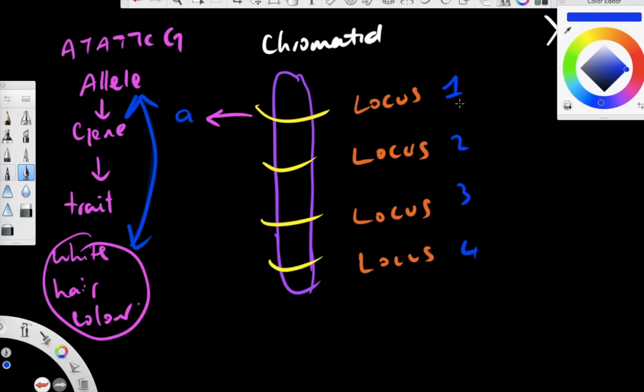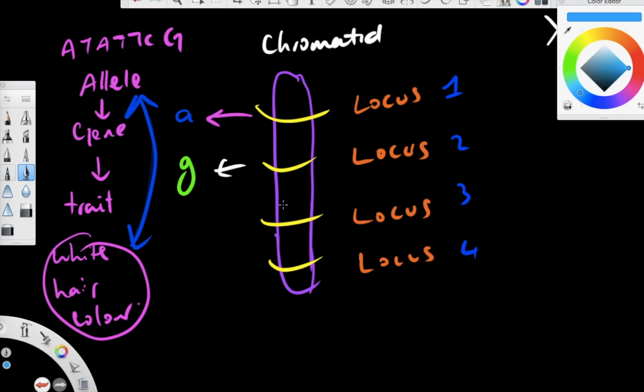And then locus 2, it could be, let's just say, an allele that's responsible for eye color, right? Like green eye color. And let's just call that recessive as well, little g.